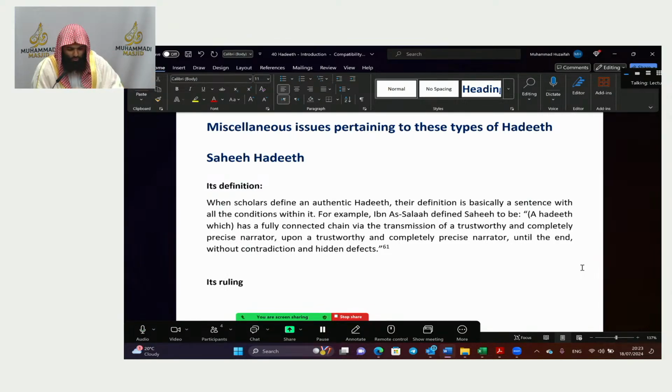For example, Ibn al-Salah, memorize this name. Al-Hafiz Ibn al-Salah. He's one of the main scholars when it comes to Mustalah al-Hadith. His name will come again and again, and later on I'll speak about the scholars, but let's just try to get used to these names. His book is the main book, you could say, in Mustalah al-Hadith, and that's why it's so important. Every single person that came after him based their works upon his book.